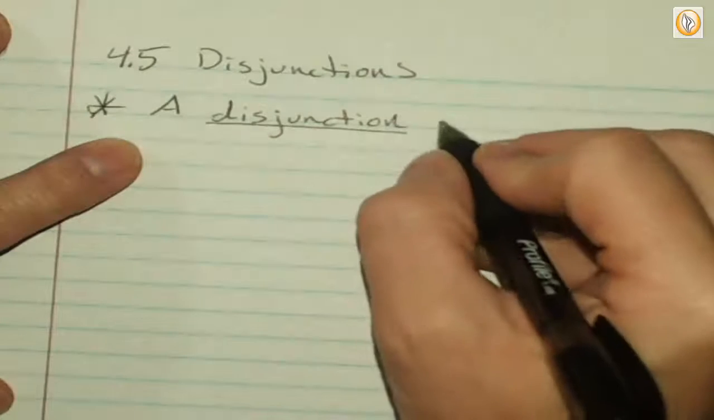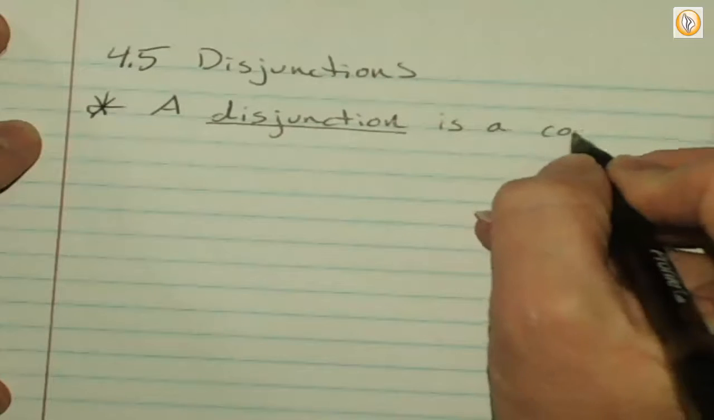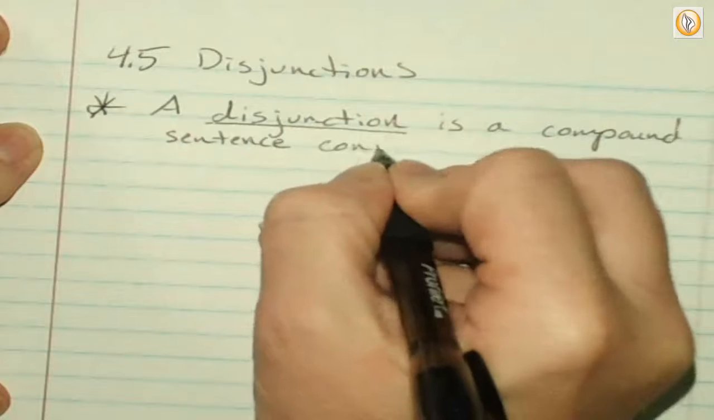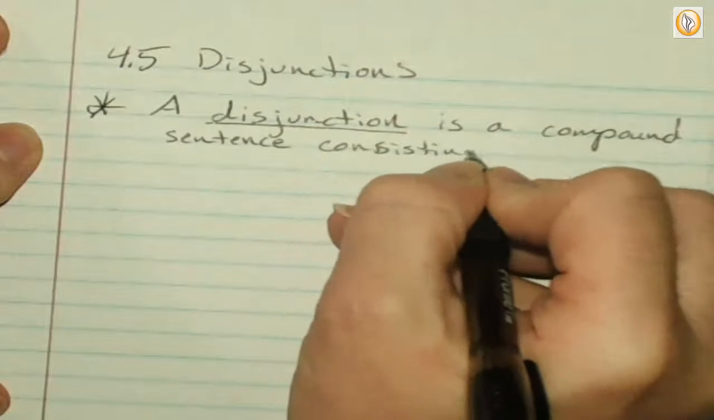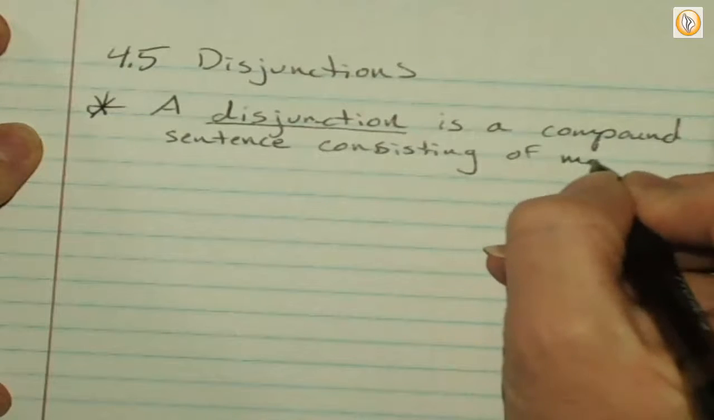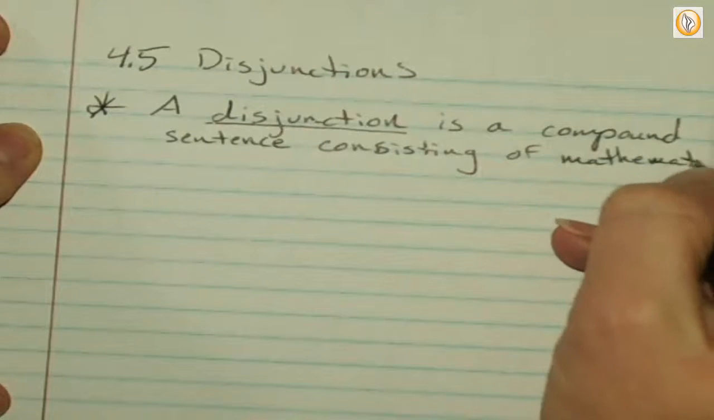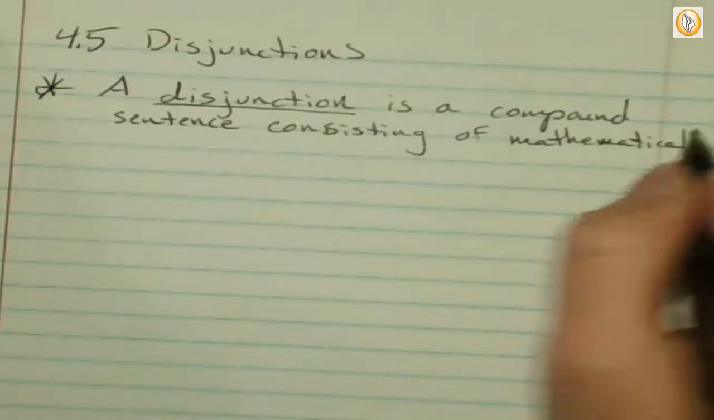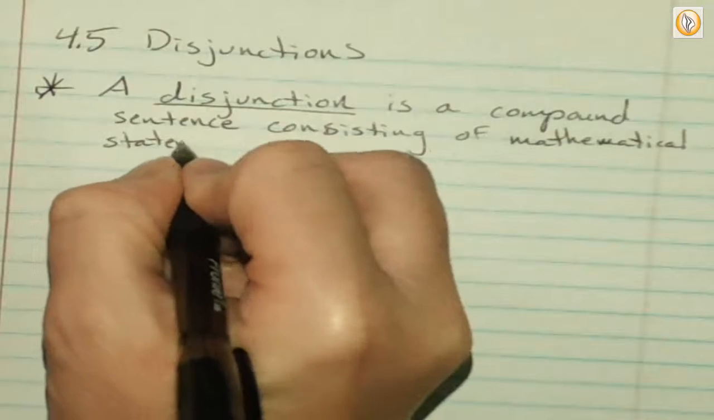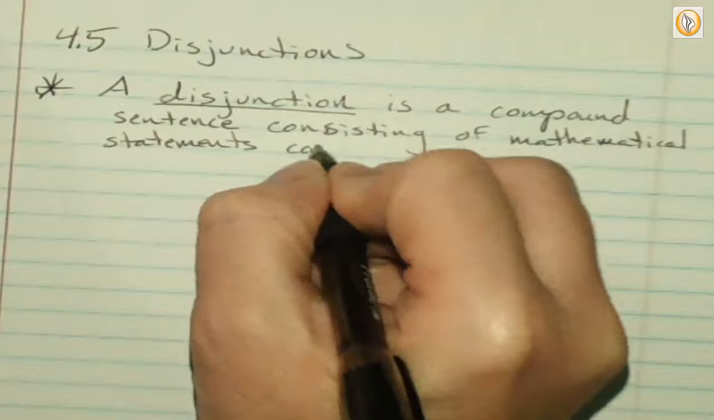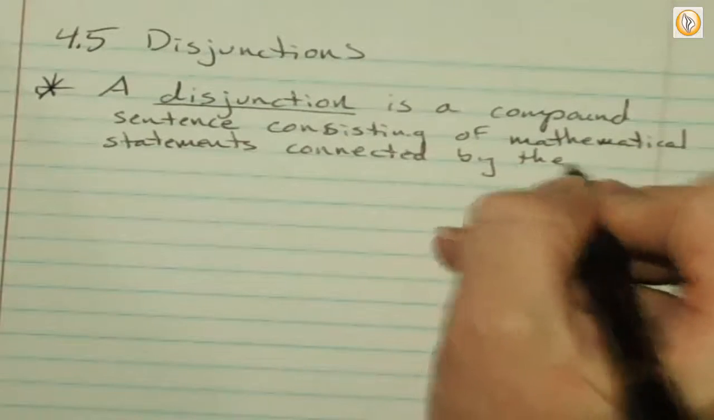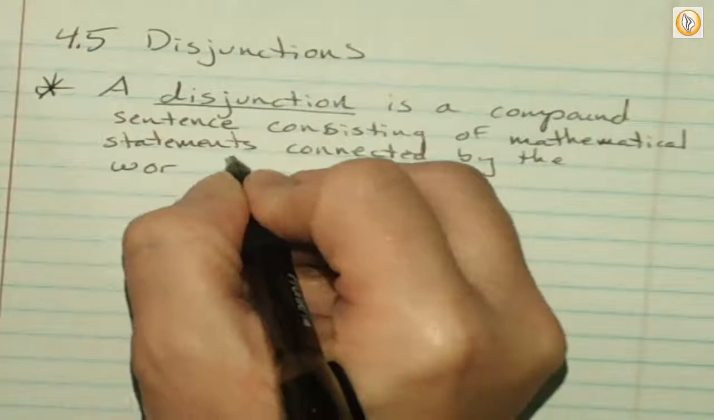A disjunction is a compound sentence consisting of mathematical statements connected by the word or.